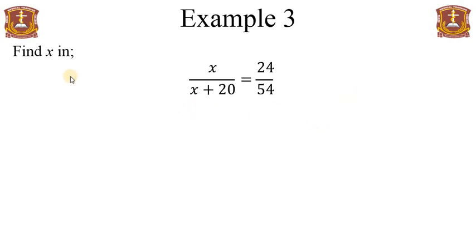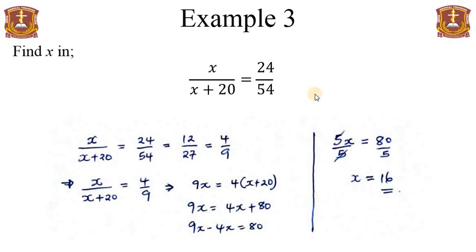Example 3. Find x in x over x plus 20 equals 24 over 54. So these are comparing ratios, which is what we call proportions. So let's try to solve this. Now, we have to first simplify this relation. So we have x over x plus 20, which equals 24 over 54. This can be simplified by dividing by 2. You get 12 over 27. Further divide this by 3, you get 4 over 9.